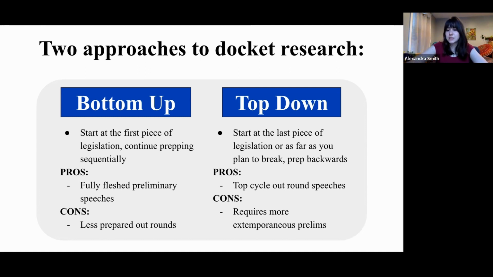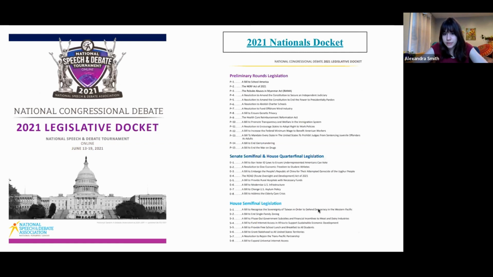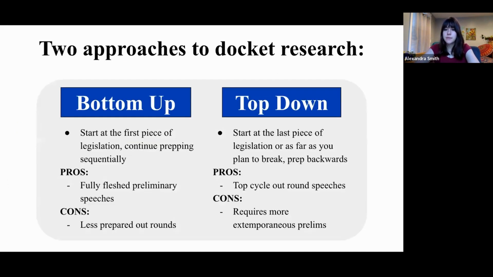So I think it's, let me not give you fake information, E8, that's quarterfinals 8. I would just start there and then go E7, 6, 5, 4, 3, 2, and then go into like P15, 14, 13, 12. And you just go backwards. The pros of this is that you're going to have strong out cycle speeches. The cons is that those preliminary speeches may need to be a little bit more extemporaneous, which works for a lot of people, especially if you have more experience on the circuit, especially if you are stronger with reputation.